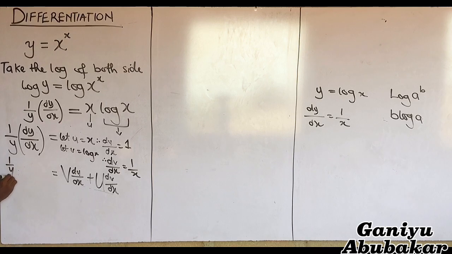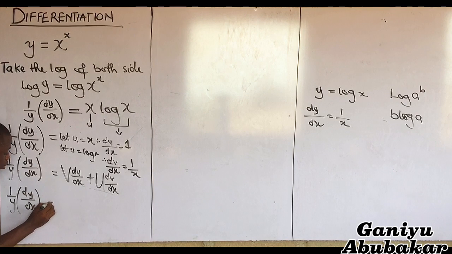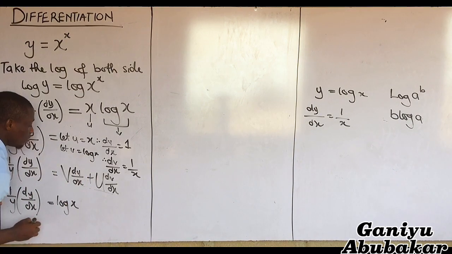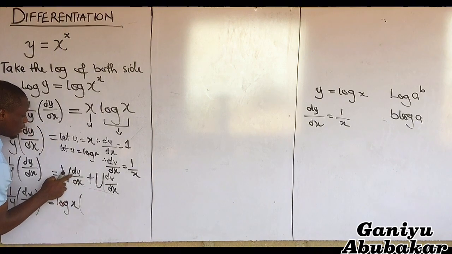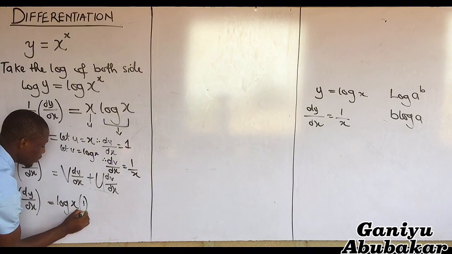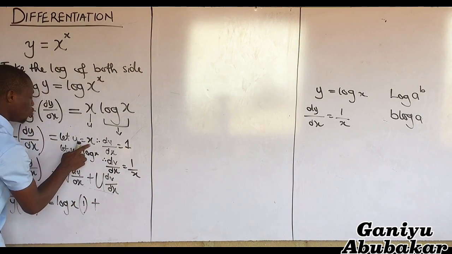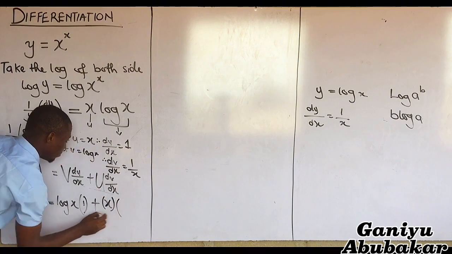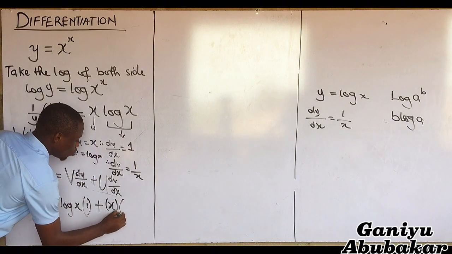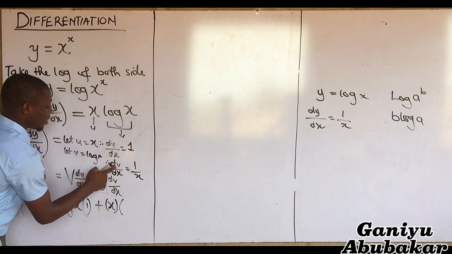So put this one down. I have 1 over y into dy over dx. Repeat this down. 1 over y into dy over dx is equal in value to, what's v? v is log x. I have log x, into, what's du over dx? du over dx is obviously 1. I have 1 here. Plus, what's u? We just said u is x. x multiplying by dv over dx. The dv over dx is what?